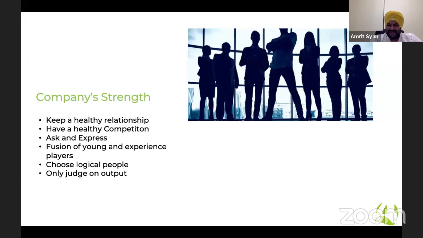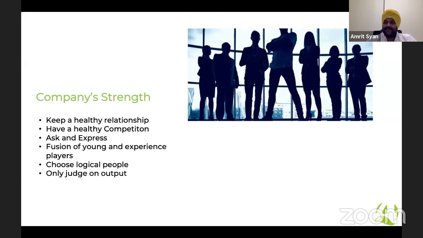Ask and express. You can ask them problem कहाँ है, problem क्या हो रहा है, where is your problem. If you have a financial problem, if you have a personal problem, you can talk to me, and you can express your thoughts on what you feel, okay guys. There is a difference between having a healthier relationship and ask and express. Remember this, you cannot give a suggestion on their personal life. You can just express. Never suggest anything on their personal or any other thing.